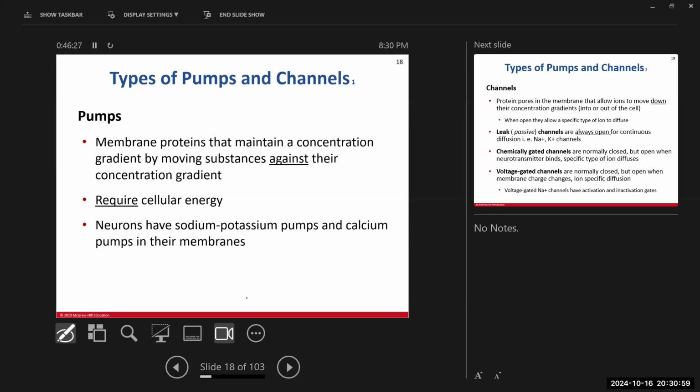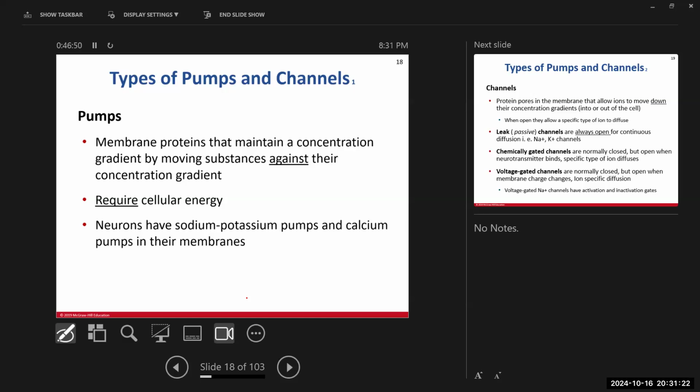Okay. But here's the thing. Pumps of any kind need power to work. Same thing for these. They require ATP, right? And so we're going to talk about some of these pumps. One pump in particular is going to take up almost 66% of the total energy expenditure of your cell. All right, we'll get there.